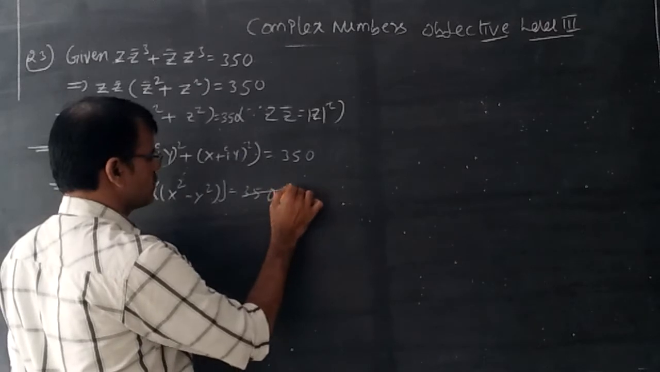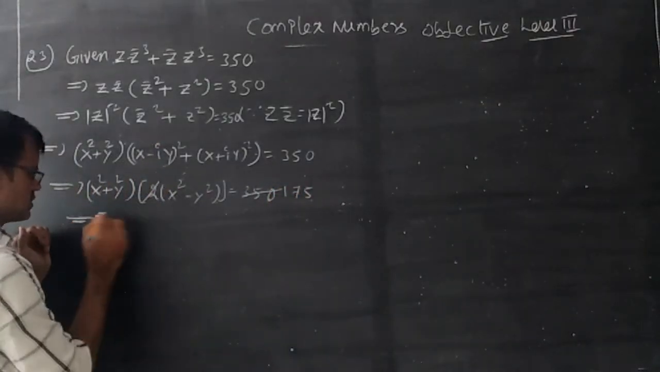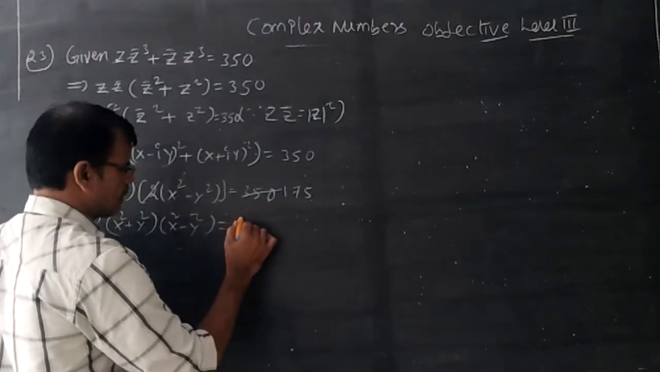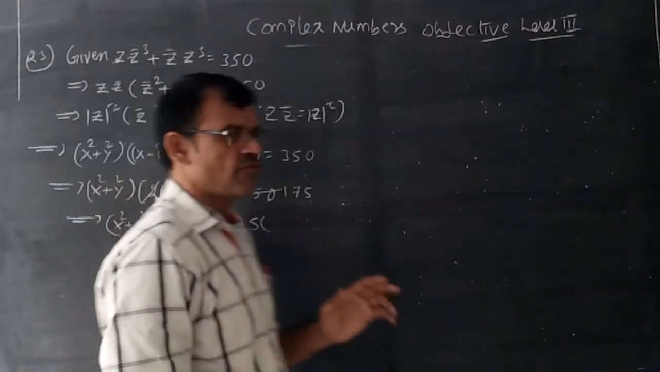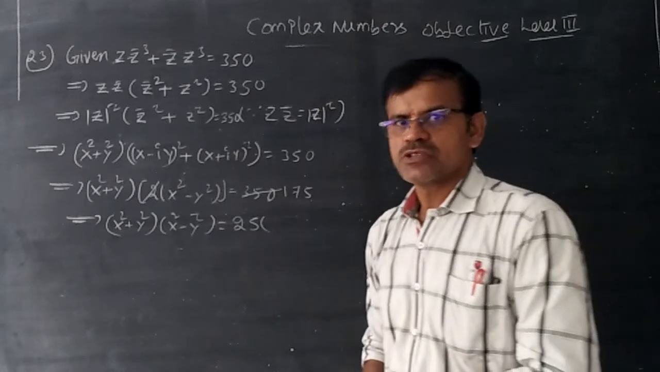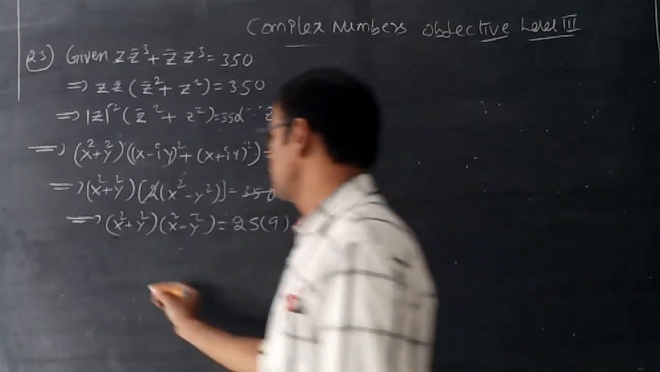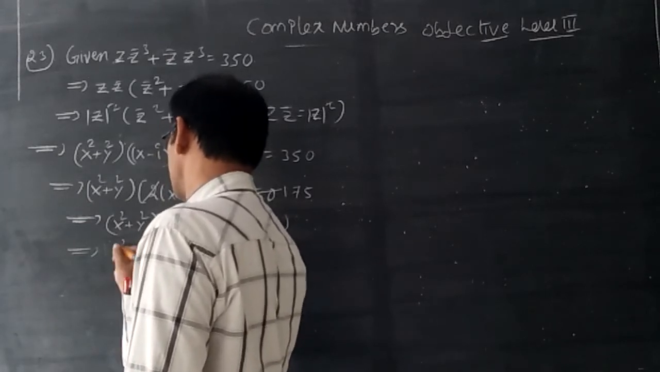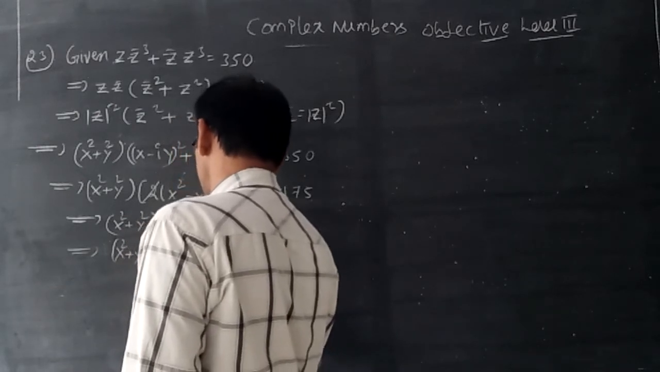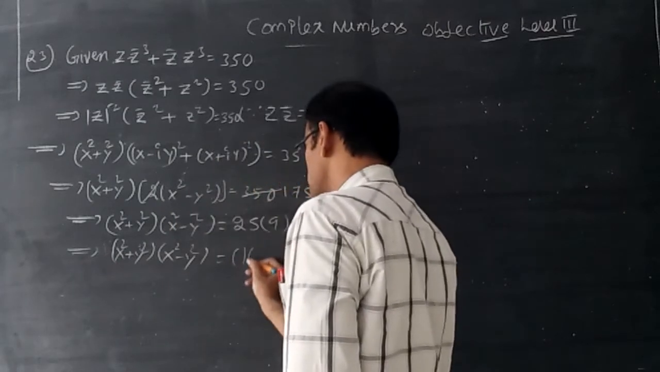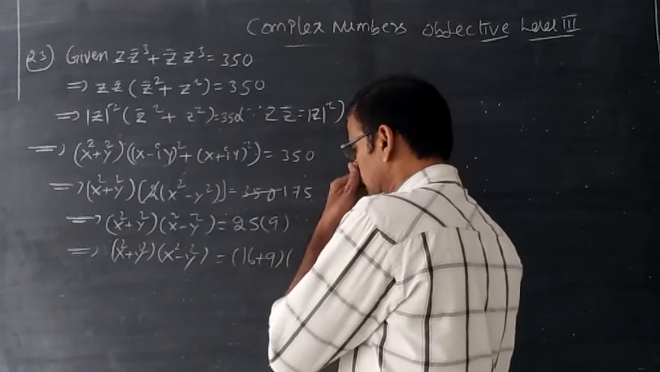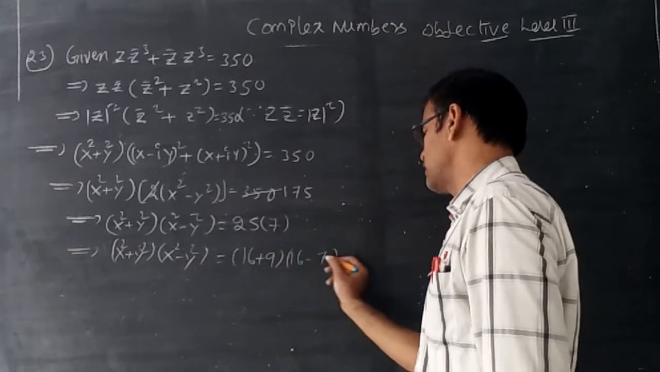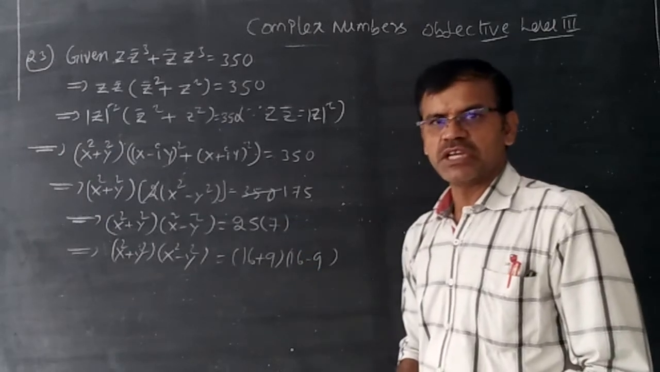This 2 will divide 350, giving 175. So (x² + y²)(x² − y²) = 175. Now factors: 175 can be written as a product of two factors, 25 into 7. So applying the concept, (x² + y²)(x² − y²) equals, you can understand this one as (16 + 9)(16 − 9), that is 25 into 7.